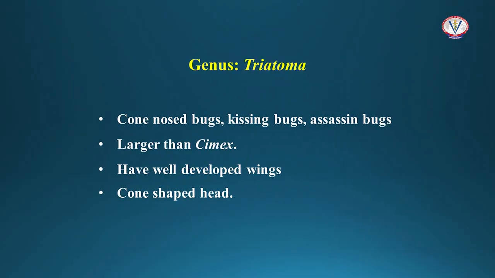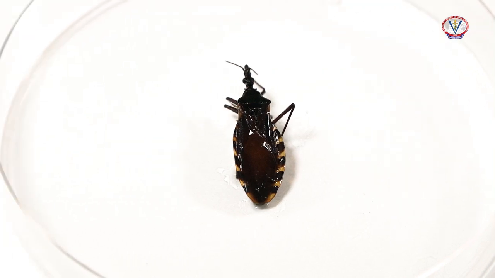Genus Triatoma, the cone-nosed bug or the kissing bug. These are larger than Cimex. They have well-developed wings and a cone-shaped head.